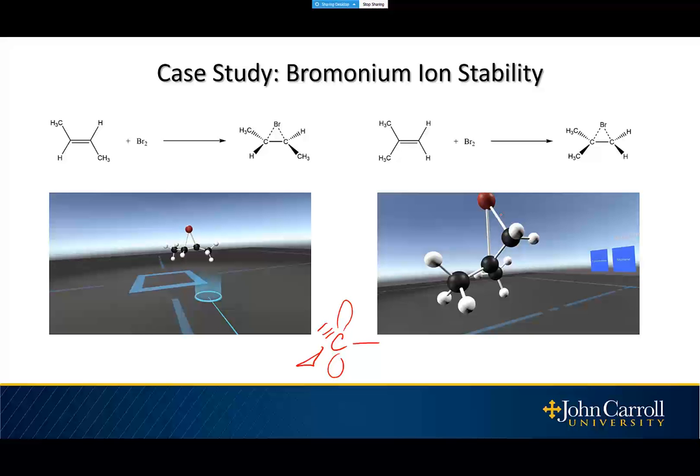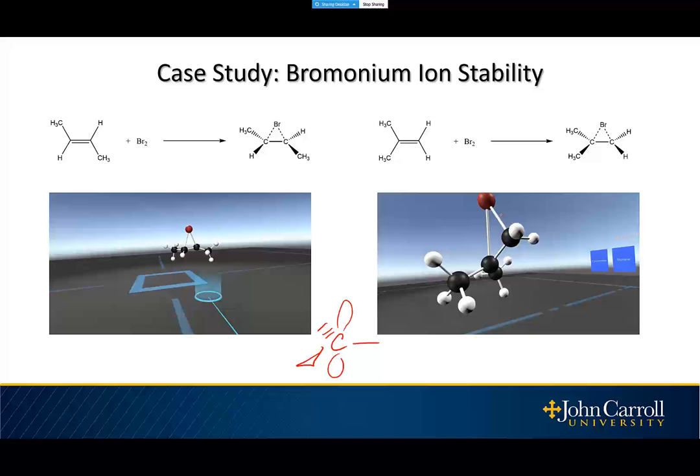And I got this by doing some calculations, which if you're in lab, you'll see later on. But you see these kinds of pictures in the book. They get them from calculations as well. And they're pretty decent calculations, I would imagine. So it's kind of a realistic model of what happens. When you've got the same carbocation on both sides, the bromine will sit in the middle. But if not, it'll shift over.